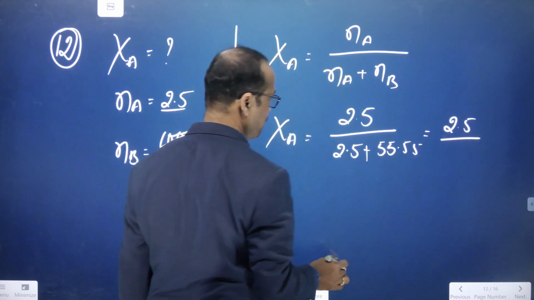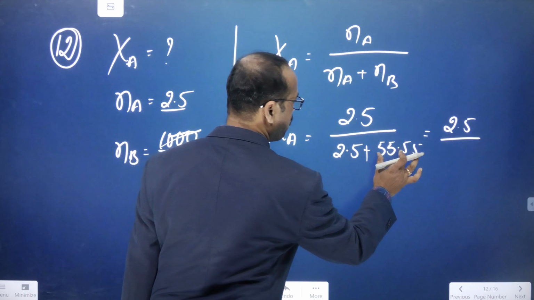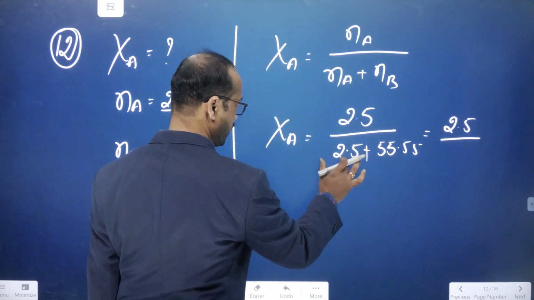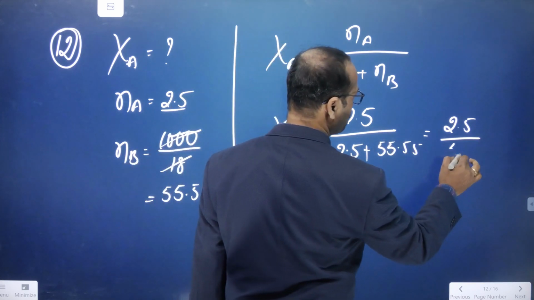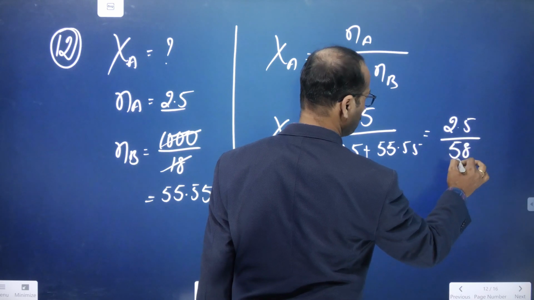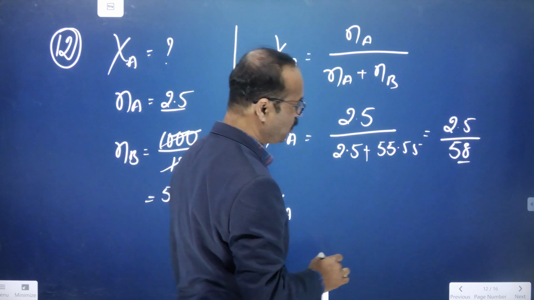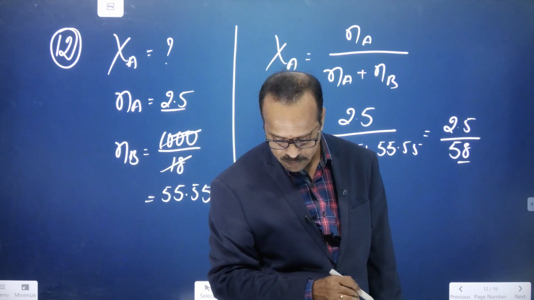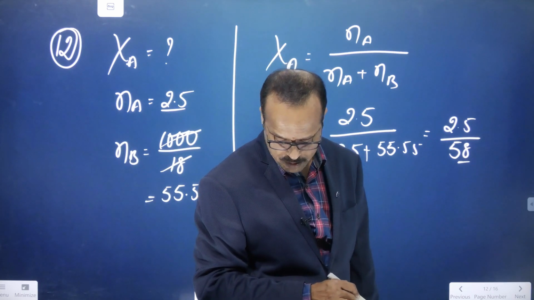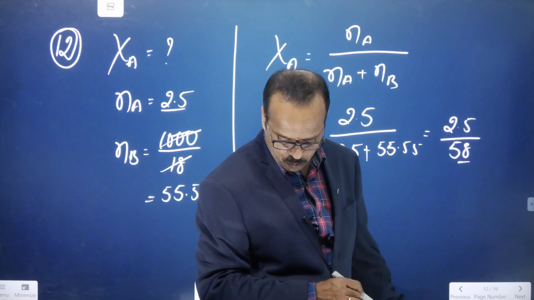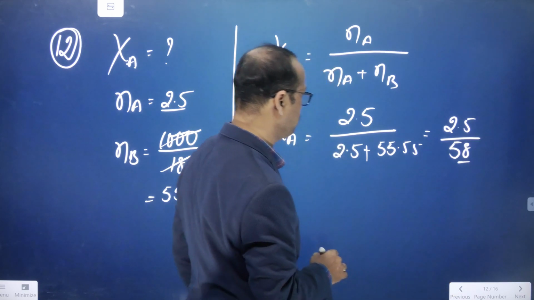So what will you get here? 2.5 by 55.5 plus 2.5, that is 58. So approximately I'll get 58.05, so I'll take 58 here. What is the given answer? 22.5 by 58 is not there.